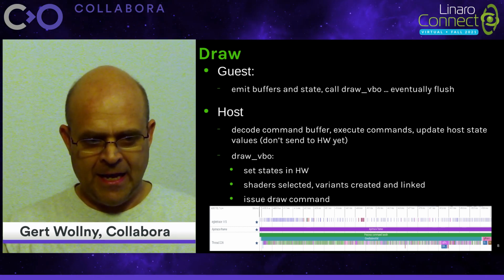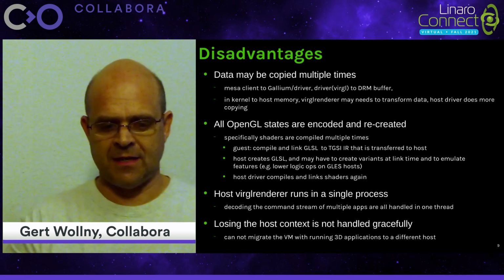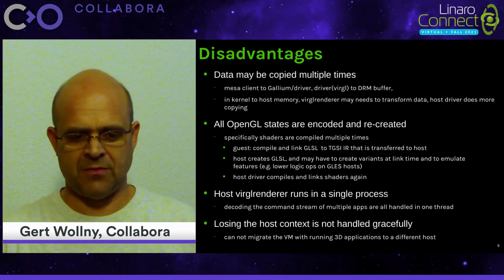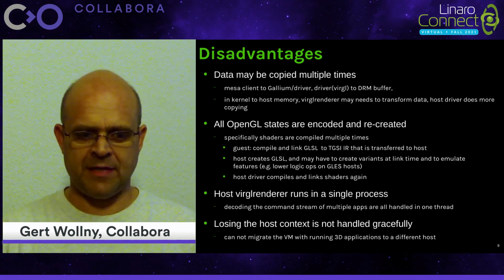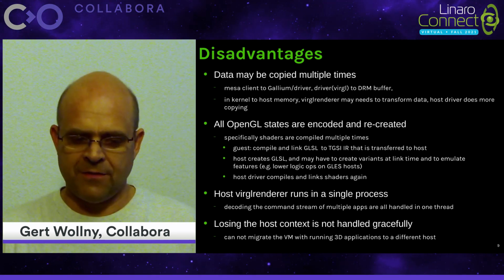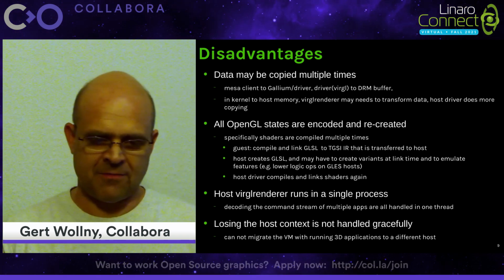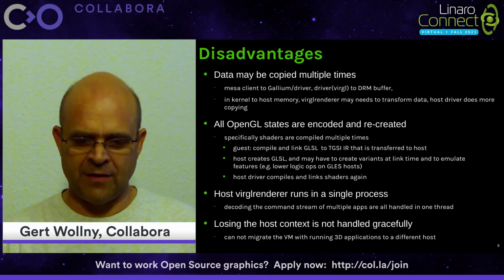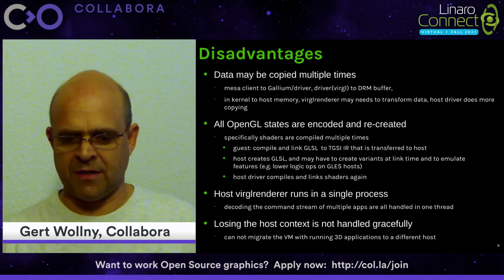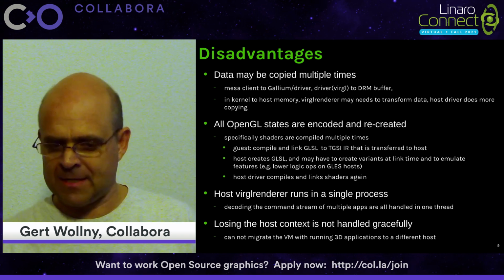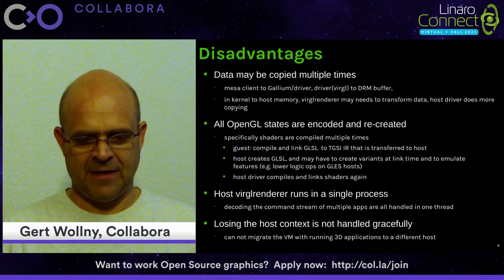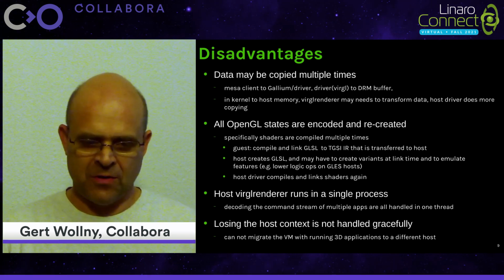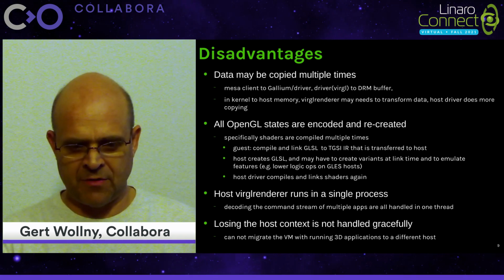Which brings us to the disadvantages of this approach for virtualization. The first thing is, of course, as you might already have guessed, data is copied multiple times. The first line here is what is done in any case. The Mesa client sends the data to Gallium and to the driver. The driver sends it to some DRM buffer to the hardware. But in this case, the hardware is actually another computer, the host machine. So in the kernel, data is sent to the host memory.